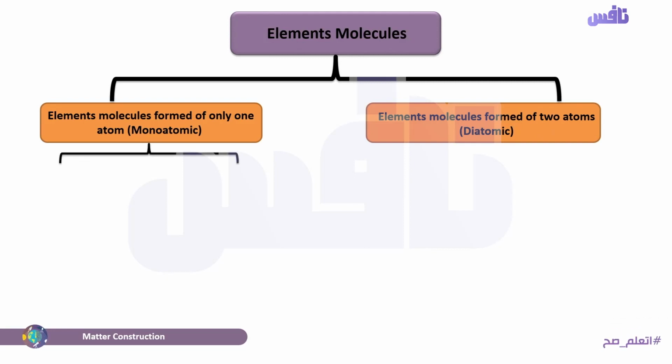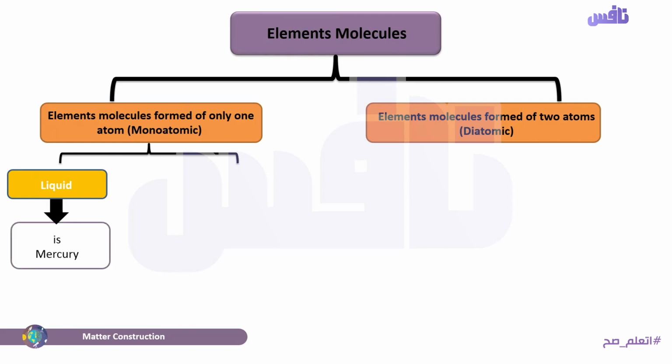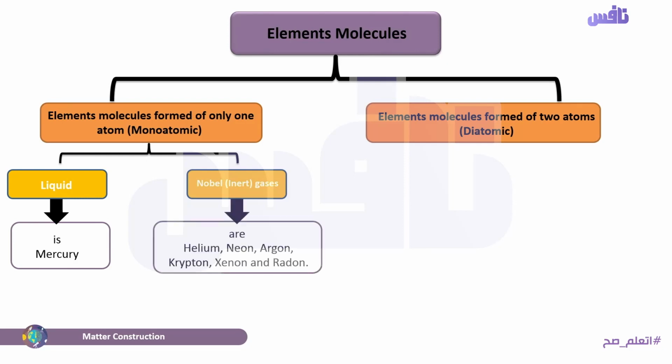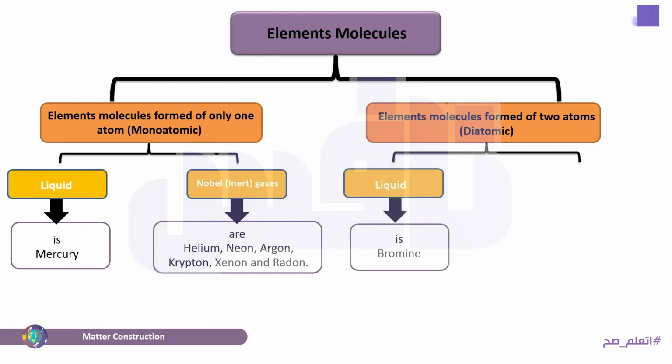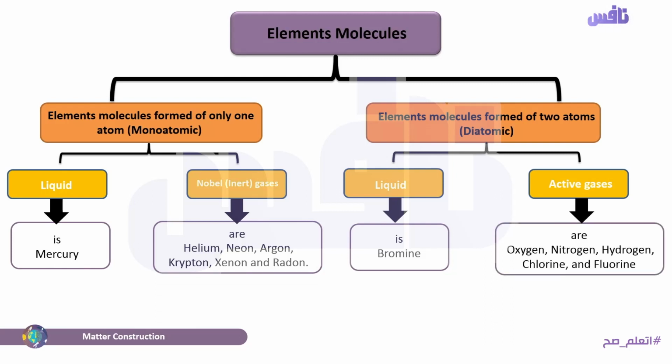The element molecule formed of only one atom, such as what? In the liquid state, mercury. In the noble gases or inert gases, like helium, neon, argon, krypton, xenon, and radon. The second type, the element molecule formed of two atoms, is called the diatomic type. Like what? In the liquid state, bromine. In gases, like oxygen, nitrogen, hydrogen, chlorine, and fluorine.